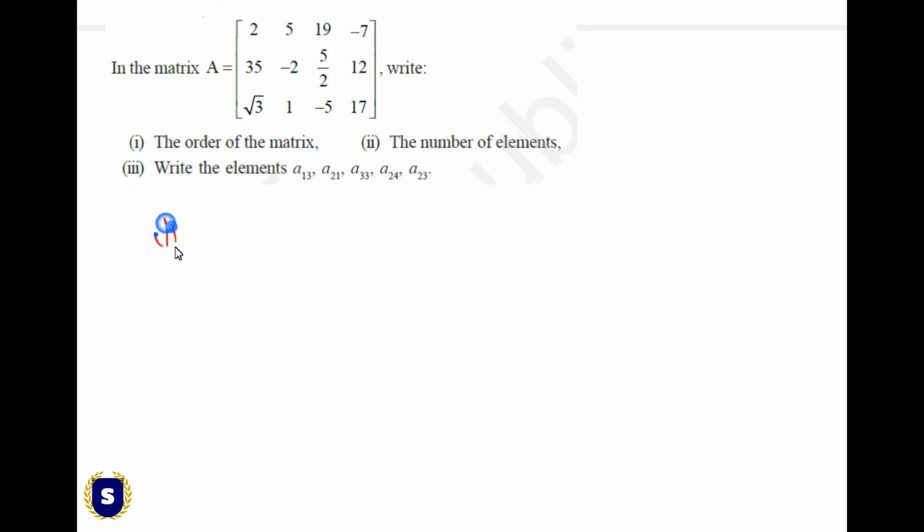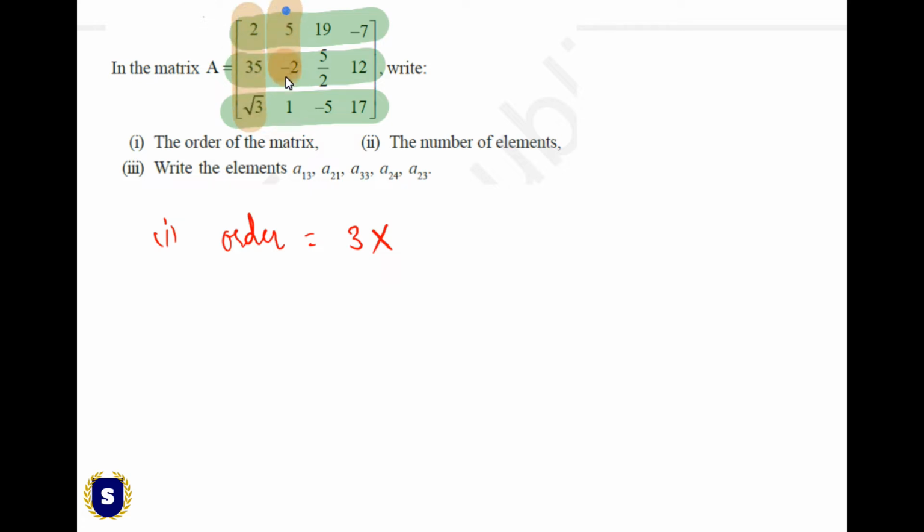So for the first part, that is order of the matrix, I have already told you we have to first calculate the number of rows and the number of columns. Okay, here we have first row, second row, third row, right? So this is 3 multiply. Now we have to calculate the number of columns. So this is our first column, second column, third column and fourth column. So here we have 4 columns. So the order of the matrix is 3 cross 4.